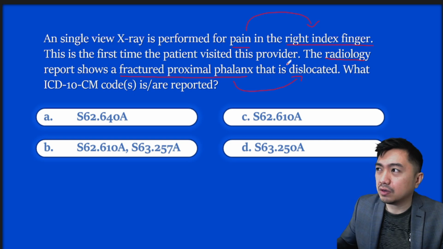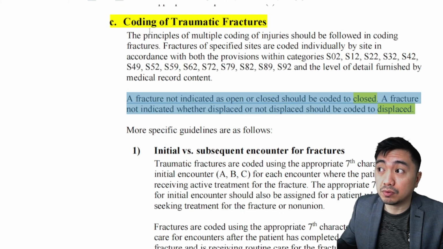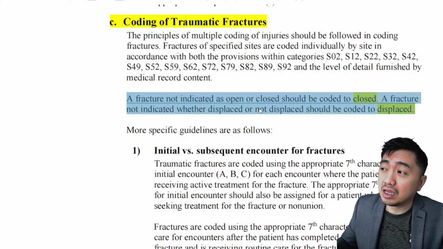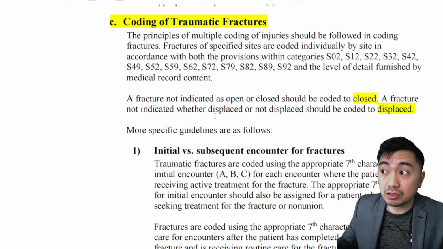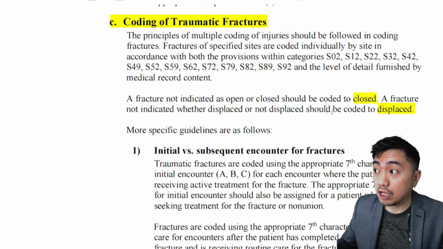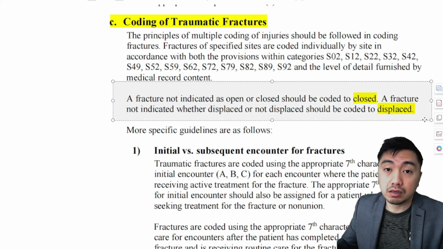But before we go to your answer, I just want to show something here. So go to your ICD-10-CM guidelines and locate in the second paragraph of your guidelines for letter C, coding of traumatic fractures under chapter 19. A fracture not indicated as closed or open should be coded to closed, and a fracture not indicated whether displaced or not displaced should be coded to displaced. So do not forget about this important guideline here.